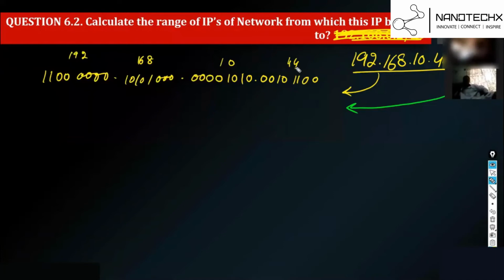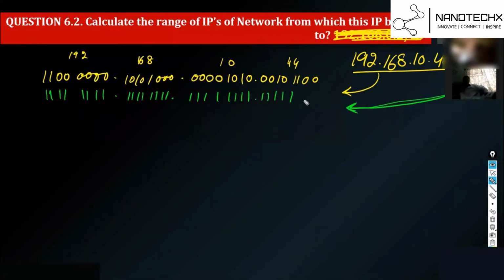Okay, so we converted it, and then we have to write the subnet mask. /29 subnet mask in binary means 29 ones. So 1, 2, 3, 4, 5, 6, 7, 8, all ones, then 16, 17, 18, 19, 20, 21, 22, 23, 24, 25, 26, 27, 28, 29. All the remaining 3 are zeros, right?